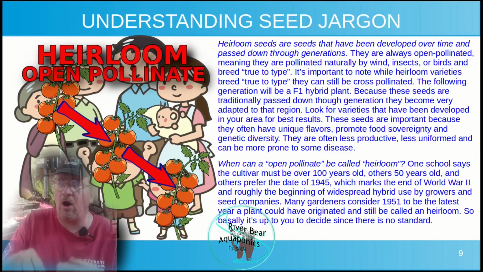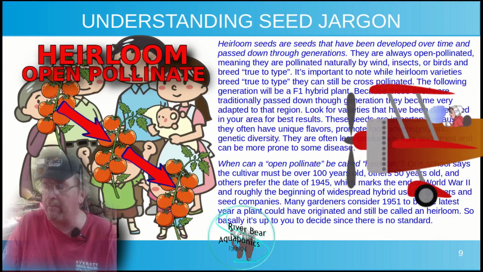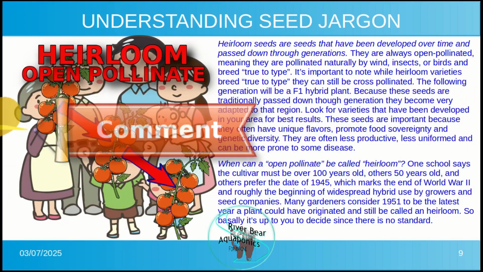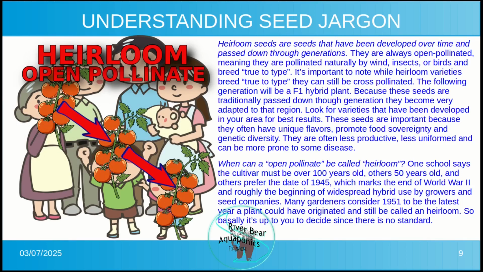Heirloom seeds are seeds that have been developed over time and passed down through generations. They're always open pollinated, meaning they're pollinated by wind, insects, birds, whatever the mechanism is, and they breed true to type. It is important to note they can be cross-pollinated with other plants, and the following generation will be an F1 hybrid. Because these seeds are traditionally passed down through generations in a certain region, they become very adapted to that region. Look for varieties that have been developed in your region for best results.